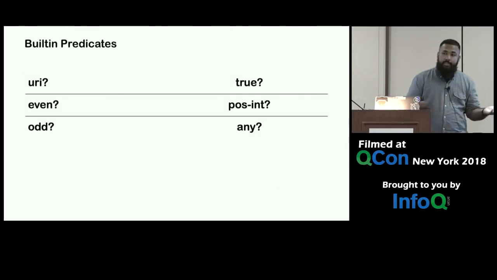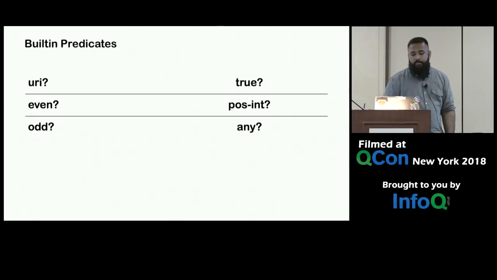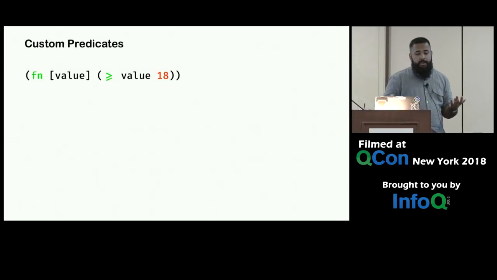So if you want to test if a URL matches the URI, that's built in. You don't have to write that yourself. You can check if a number is even or odd. And we'll see some predicates later in the talk. And then you could define your own predicate.